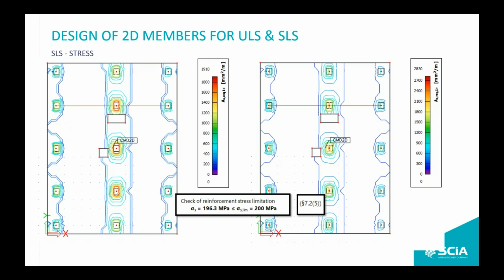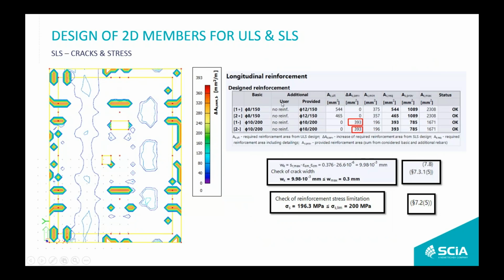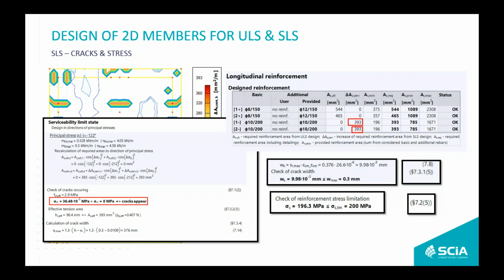To sum this up, you will see both of these checks, or all checks, available in a brief table. You can clearly see which reinforcement is based on the ultimate check or ultimate design, and which are based on the serviceability design, as again here drawn those based on the crack width check. And again, or furthermore, you will also have the detailed output where the SLS checks are as well.